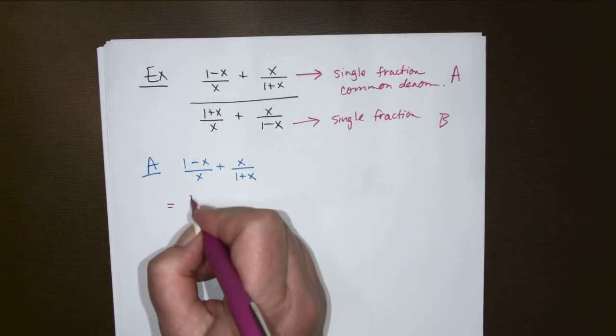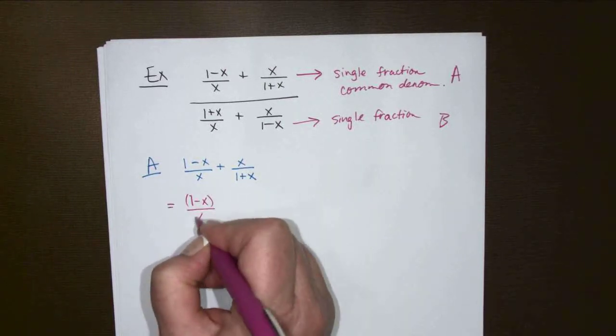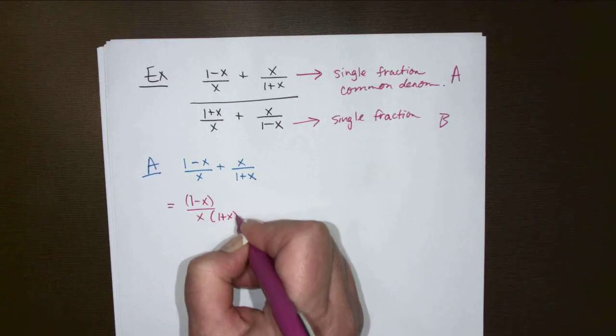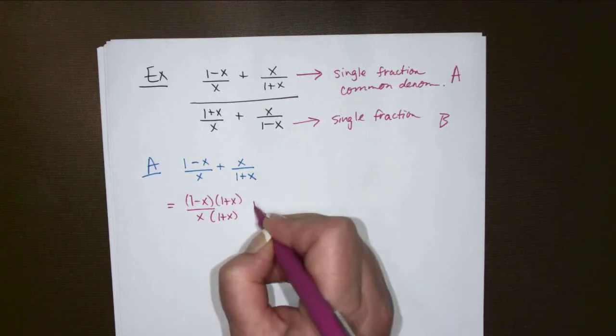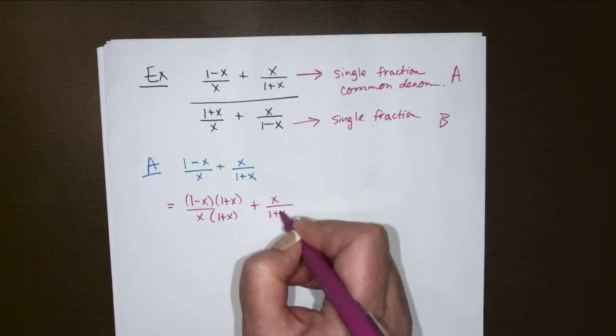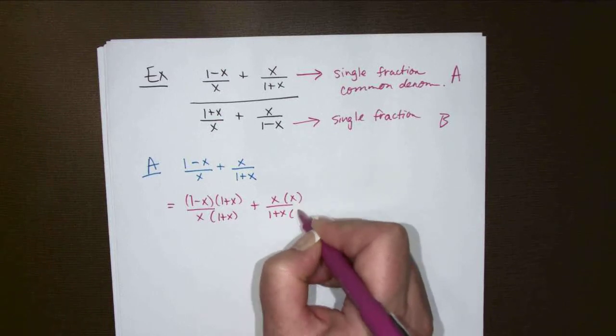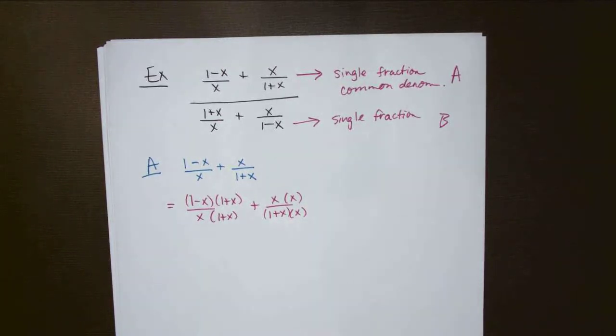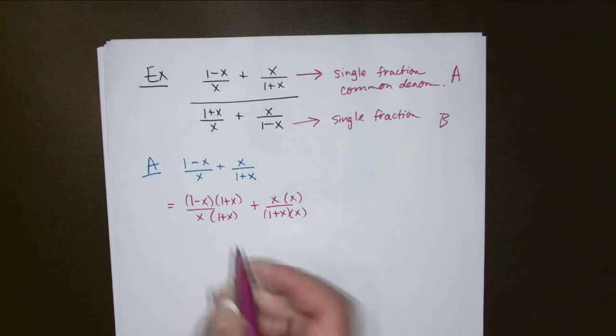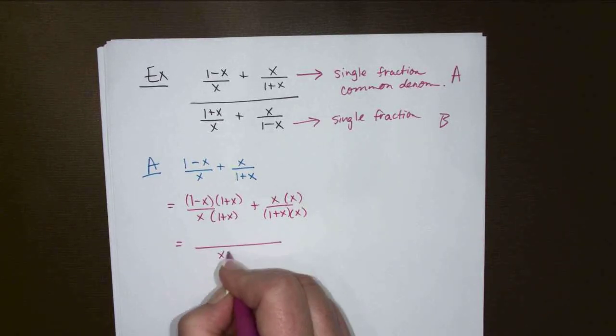So 1 minus x over x. We need to multiply this one by 1 plus x. And the second one, we're going to multiply just by x. Make sense? Now they have a common denominator, so write it as one big fraction.